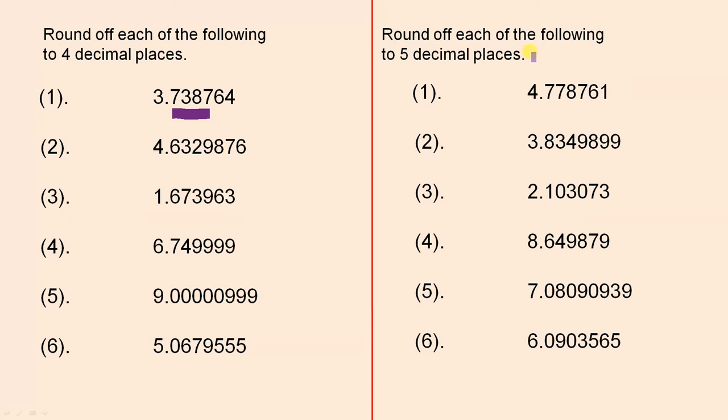And finally, round off each of the following to 5 decimal places. That means that in the answer, you have to have 5 digits after the decimal point. Always go to the next one. That tells you what you need to do with this digit here.